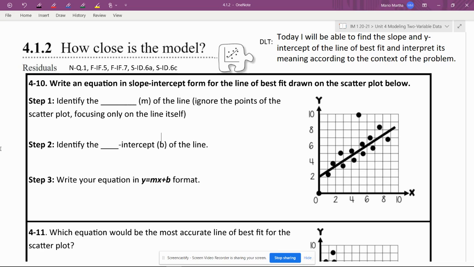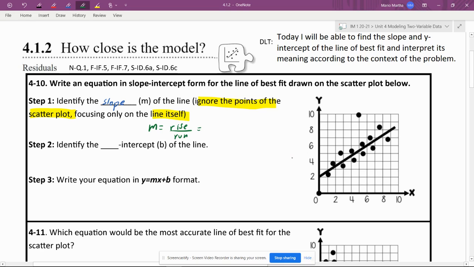It says: write an equation in slope-intercept form for the line of best fit drawn on the scatter plot below. So step one, first we want to identify m. And if you remember what m is, it's pretty much the slope, right? So the slope of the line. And one of the things we want to do is make sure that we ignore the points on the scatter plot. Just focus on the line itself. That's the only thing we're looking at. So first, let's figure out what m is. Again, remember, it's rise over run.